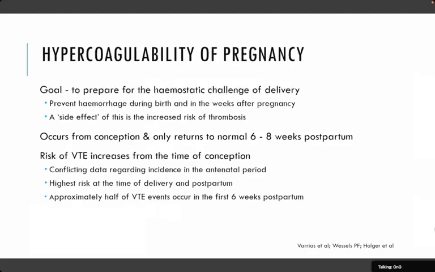So the goal of this hypercoagulability of pregnancy is really to prepare for the hemostatic challenges of pregnancy. It's to prevent hemorrhage during childbirth and in the weeks following the delivery. But obviously a side effect of this is that there's an increased risk of thrombosis. This hypercoagulability occurs from conception and only returns to normal values between 6 and 8 weeks postpartum.